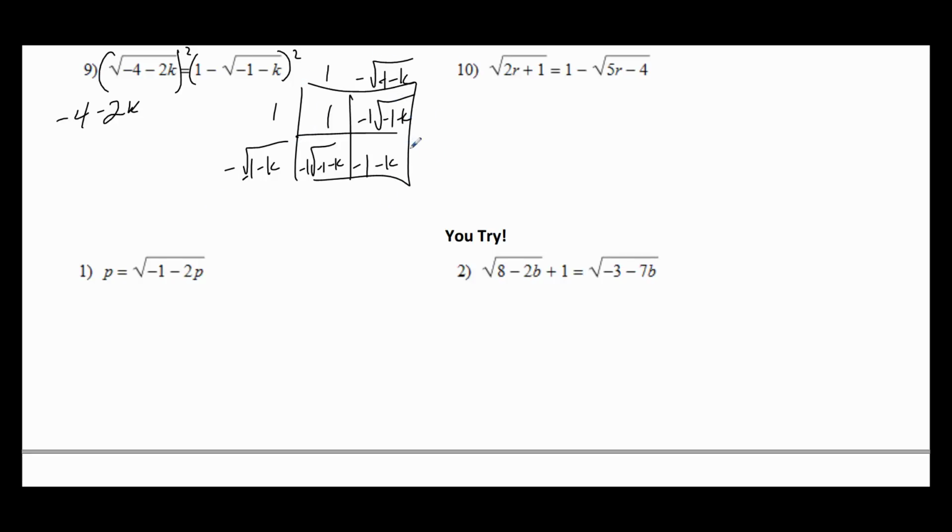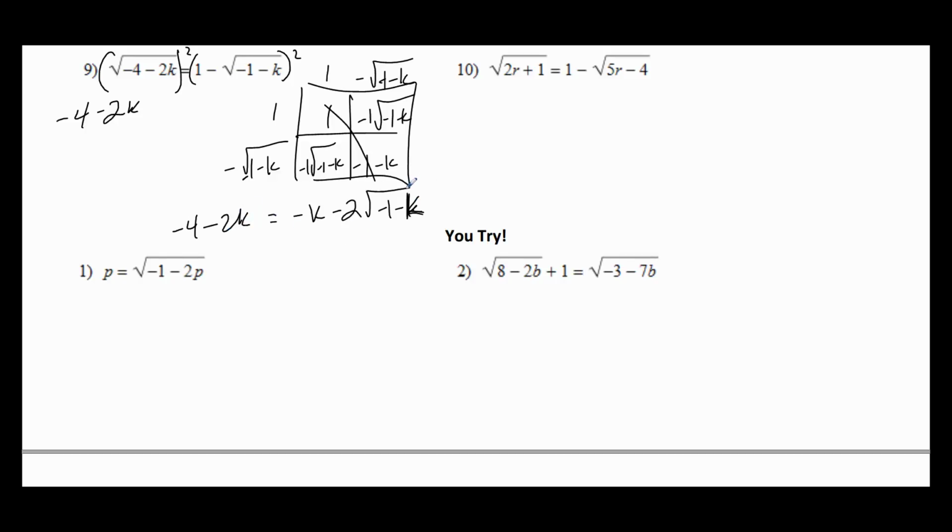When I combine terms out of that box, 1 minus 1 cancels, but I have a negative k minus 2 root negative 1 minus k. I said a lot of k's there. Remember, negative 1 cancels negative 2. The root stays the same. And that equals negative 4 minus 2k.